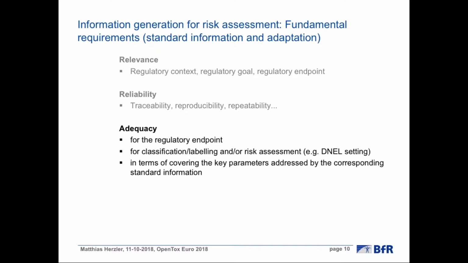The particular point about the standard information is that for all higher tier endpoints, this information needs to allow for classification and labeling and/or risk assessment, and that's quite a hurdle for some of the methods in the QSAR field, which can only do part of this. And they should cover, if you think of a repeat dose toxicity study, which has all kinds of toxicities, liver, kidney, whatever, any model should cover the complete set of key parameters, or any combination of models, to be able to replace that standard information method.